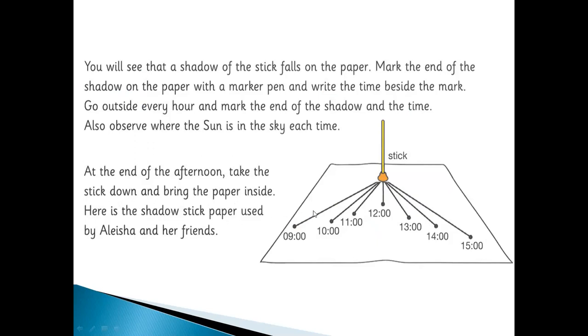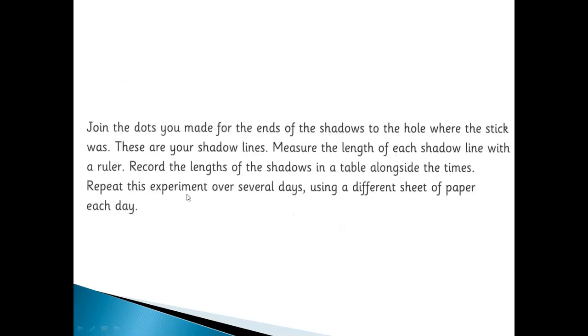Here is the shadow stick paper used by Alicia and her friend. Join the dots you made for the end of the shadows to the hole where the stick was. These are your shadow lines. Measure the length of each shadow line with the ruler. Record the length of the shadows in the table alongside the times. Repeat the experiment several times, on several days, using a different sheet of paper each day. Then you can find the accurate result.